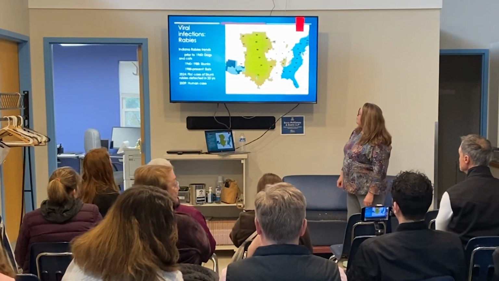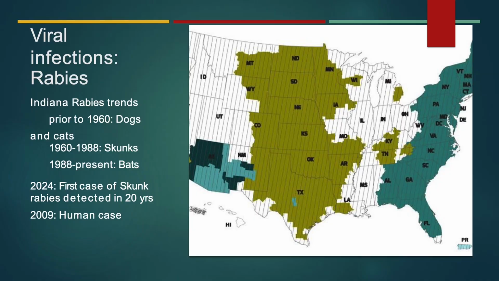So I put it just here. This is just a map I pulled off the CDC. This is raccoon rabies. This is skunk rabies. White is bat rabies, and then out here is, I think, the fox and coyote. So there are some different serovars, if you want to think of it that way. This is just for Indiana.